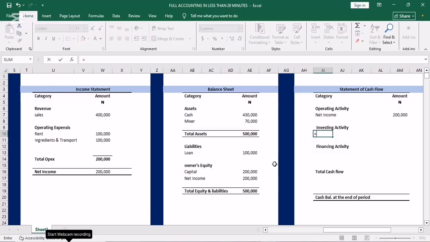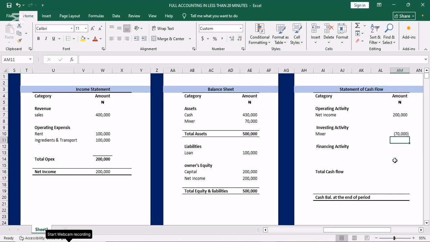Alright, so the next up here, which is the investing activity, definitely the business invested in the mixer. So we'll bring up mixer right up here, hit our enter. The amount for the mixer definitely is going to be negative form. So we'll have our equal to, then have our minus sign, then hit on the amount of the mixer, 70k. Right up here is a negative form, meaning that it will subtract all the positive numbers.